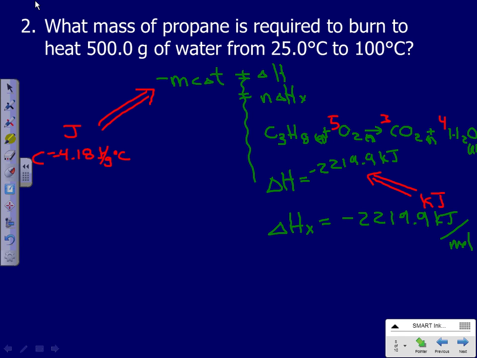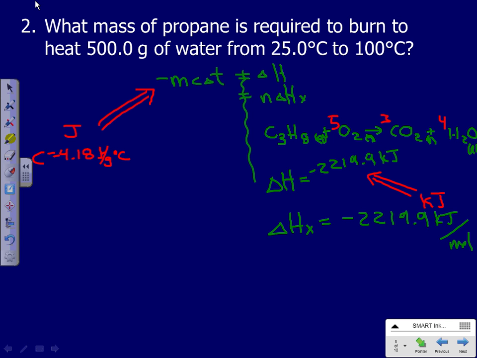Now, on this side, you're going to get a number, but it's going to be in joules. Not a problem. In order to solve, we either need to turn the delta H into joules, or we need to turn this into kilojoules, as long as they're the same number. What do we have for a number here? I don't care whether you give it to me in joules or kilojoules. What was our mC delta T? 500, 4.18, and it looks like 75. What do we got?